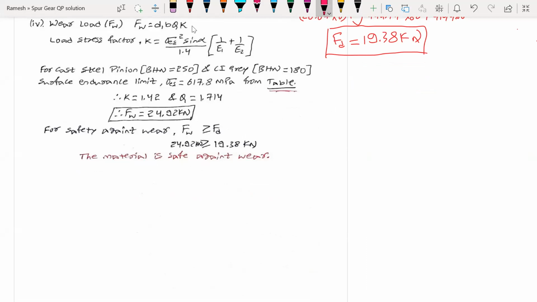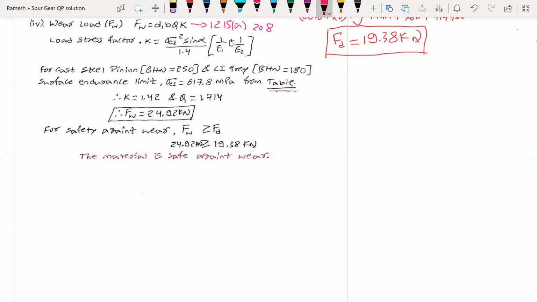Wear load equation: F_w is equal to D1 × B × Q × K. Okay, this equation is there in the data handbook. This equation is 12.15A, which is there on page 208.